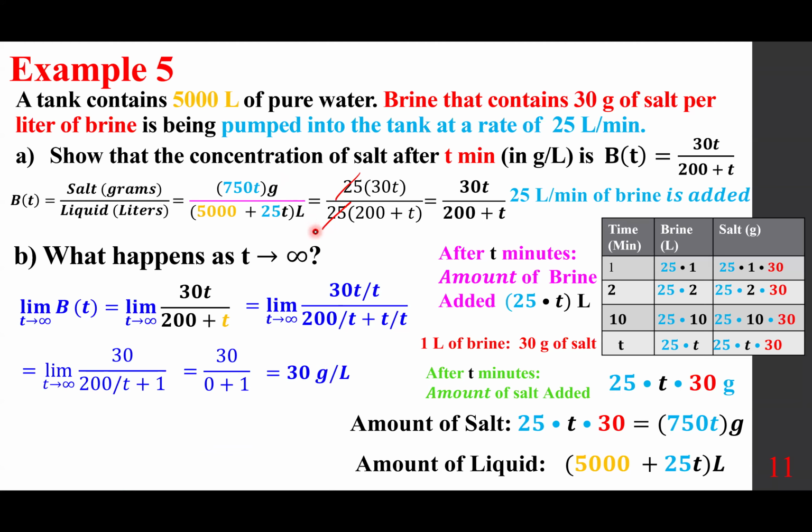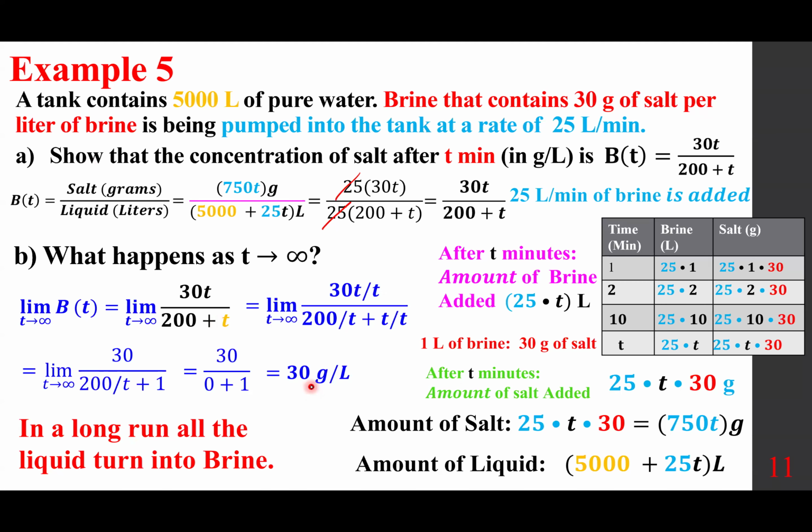30 grams per liter. A couple of things. Number one, we go back to this. The degree of the numerator is 1. The degree of the denominator is 1. So 30 over 1. That's one easy way, but you have to explain that. But what's happening here? Brine contains 30 grams of salt per liter of brine, and we got 30. In the long run, all the liquid turns into brine. Why is that? That's the meaning of this limit.